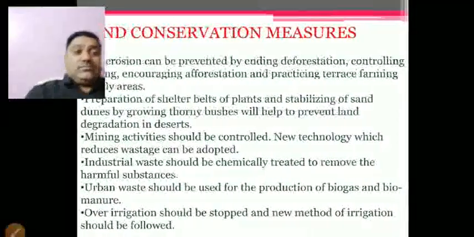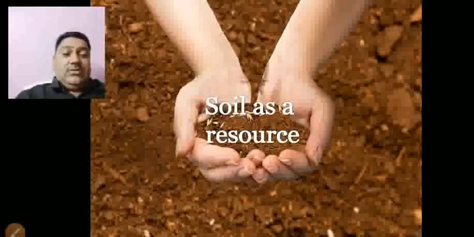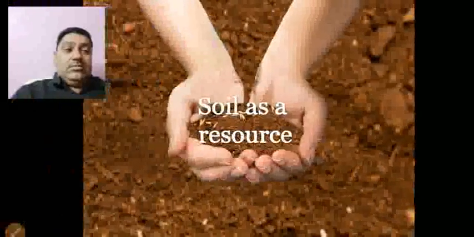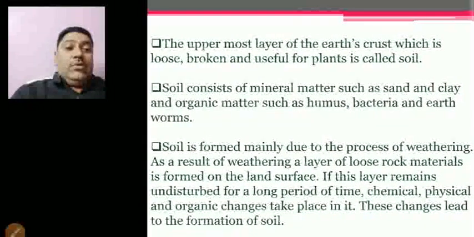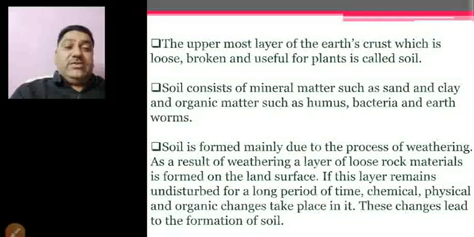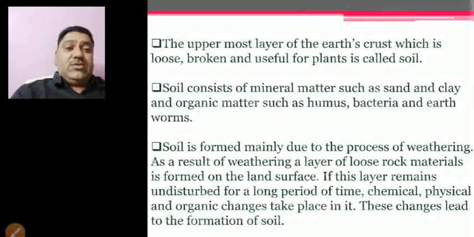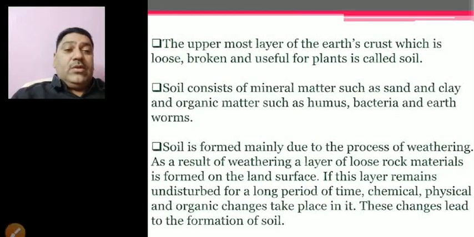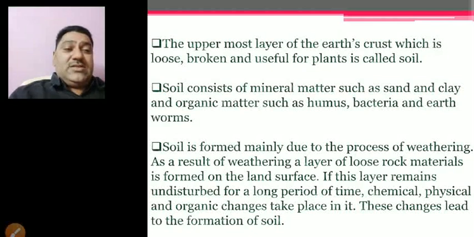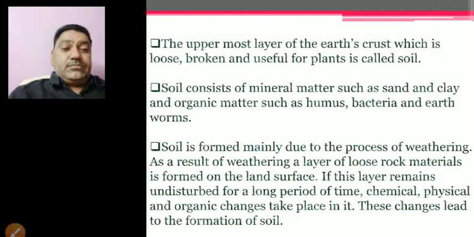Next, we will see a very important resource, soil. Now, what is soil? The uppermost layer of the earth's crust, which is loose, broken, and useful for plants, is called soil. This you have already studied in your previous classes. Soil consists of various things like mineral matter like sand, clay, organic matter like humus, bacteria, various worms, etc.